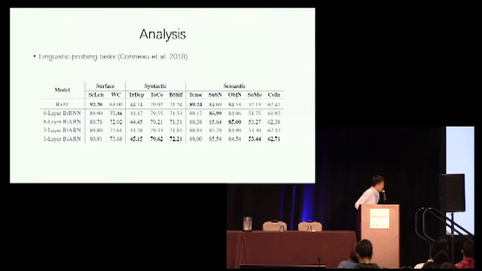And moreover, the single layer Bi-ARN achieves the best performance on the syntactic properties. This also verifies the argument I mentioned at the very beginning, that modeling recurrence can capture some special linguistic properties like syntactic structure.